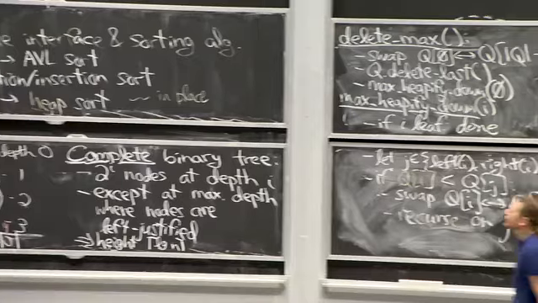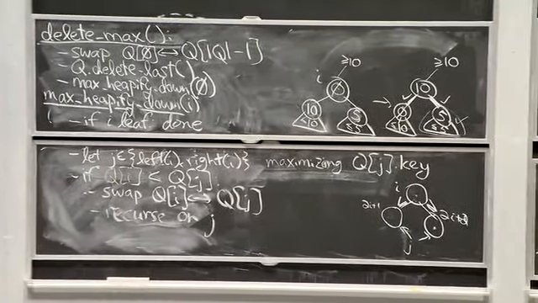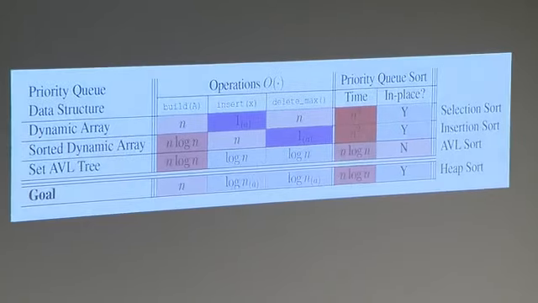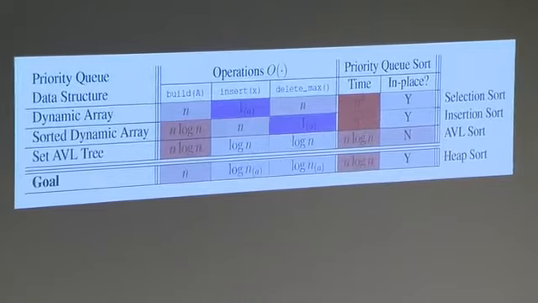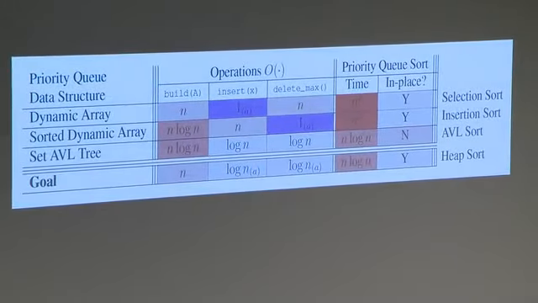So that's almost it. Not quite what we wanted. We now have log n amortized insert and delete max in our heap. We did not yet cover linear build. Right now it's n log n if you insert n times. And we did not yet cover how to make this an in-place sorting algorithm. So let me sketch each of those.